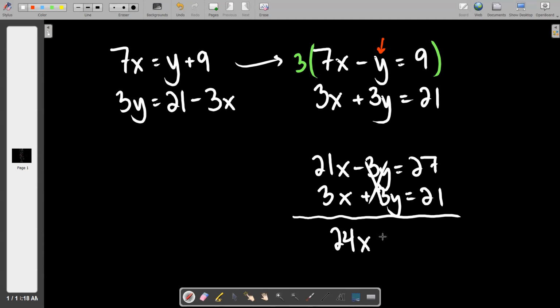The y's cancel. And then what's 27 plus 21? Divide both sides by 24, and what's x? 2. So you see that we're back now to a regular old problem. So my answer is 2 comma something. And where should I put the 2?